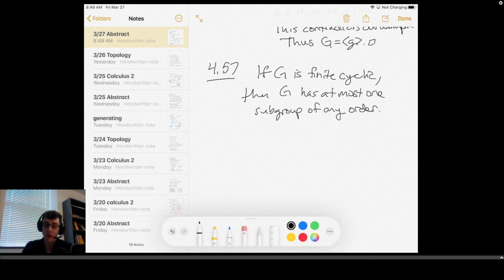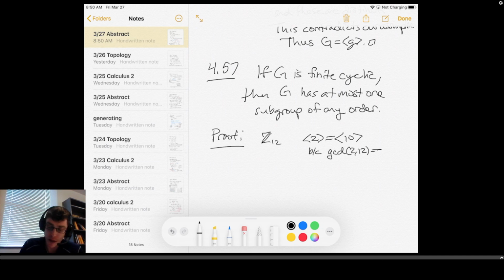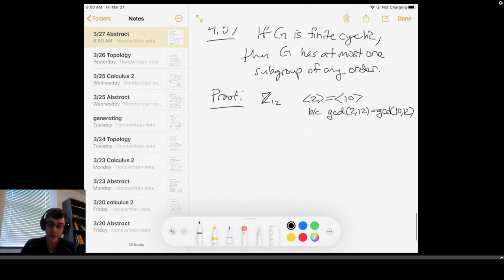So it is, and basically the way you want to think of this, right, is what are the possibilities here, right? So can we use any theorem? So this is where I went back up above, right, and looked at like that Z12 example. We saw that the subgroup generated by 2 is the subgroup generated by 10 because the GCD of 2 and 12 is the same as the GCD of 10 and 12. And what that really is using, right, is more generally 446.